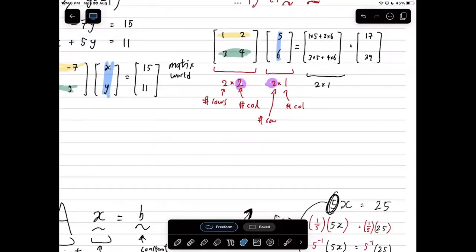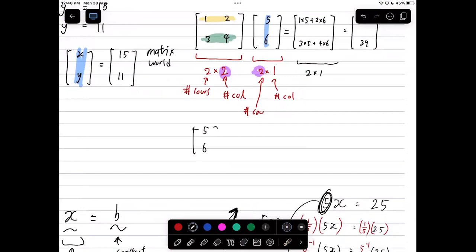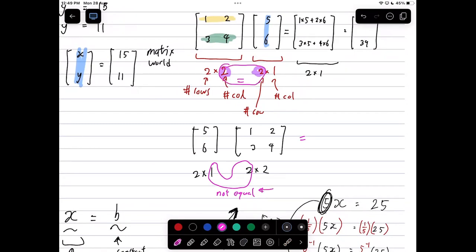Okay, so what I'm saying is that if you swap it around, 5, 6 multiplied by 1, 2, 3, 4. This is 2 by 1. That is 2 by 2. Is it still defined? If it's not equal over here, this one is equal. Equal is a happy face. If you have equality, then it's a happy face. This is defined. For the other case, when it's not equal, you say it's undefined. You cannot multiply.